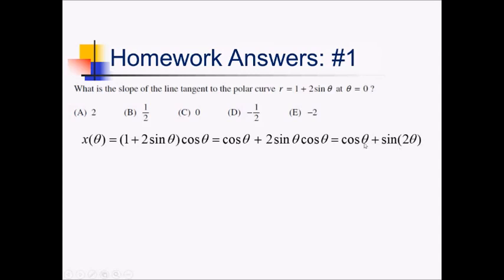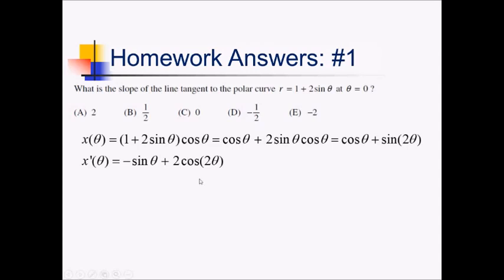So now taking our derivative, for cosine, this is going to be negative sine of theta. For sine of 2 theta, this is going to be 2 cosine of 2 theta. So using a little chain rule, still better than using the product rule. And that's going to be just about it now for x prime until we have to plug something into it. So now let's figure out y.